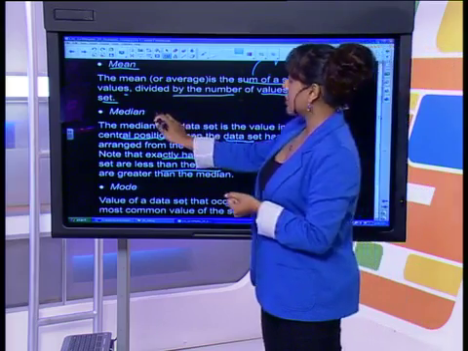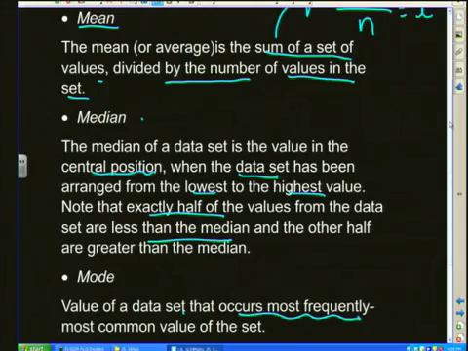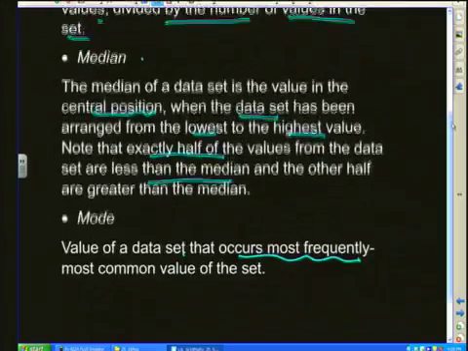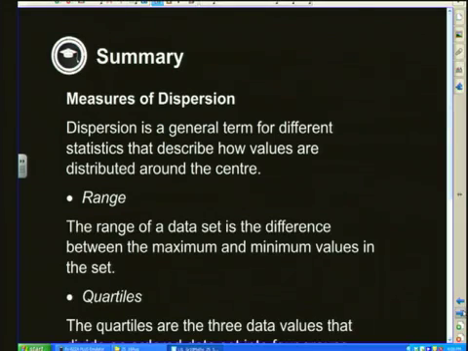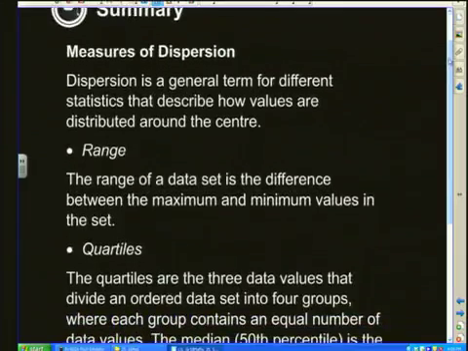Your median is not affected by outliers. Whatever value is in the central position will remain in the central position. And your mode is something that, as I said, will occur when there are repeated values. However, if there are no repeated values, you will not get a mode. It is possible to not have a mode in a specific data set.